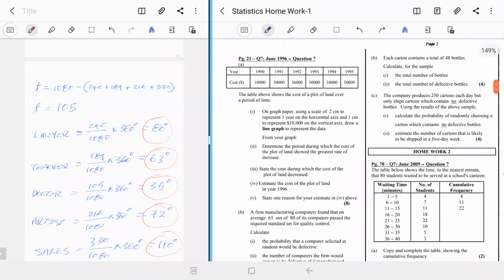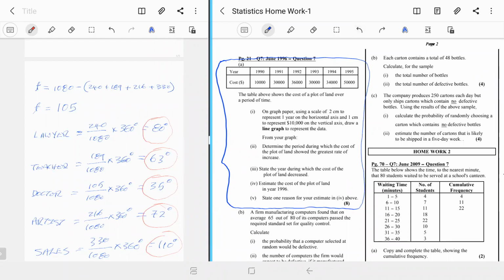So this one says estimate in 2006, 1996, and give a reason. I'm just going to do this part of the question right here. The question says, the table above shows the cost of a plot of land over a period of time. It says on graph paper, using a scale of 2 centimeters to represent 1 year on the horizontal axis, and 1 centimeter to represent $10,000 on the vertical axis, draw a line graph.